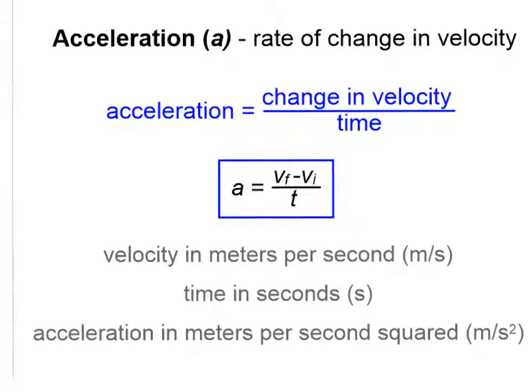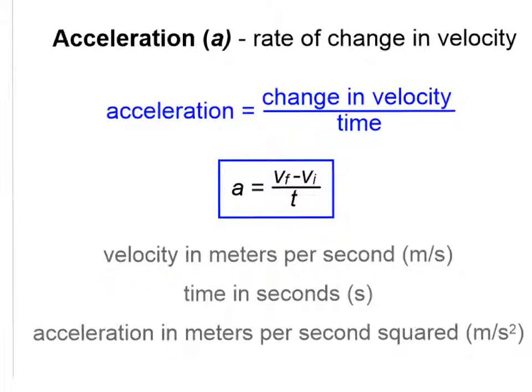So let's take a look at acceleration. Acceleration is the change in velocity divided by the change in time. It's the rate of change in velocity. Remember, velocity is directional, so it does matter what direction I'm going. Another way to write this: lowercase a for acceleration equals final velocity minus initial velocity, because it's a change in velocity, over the time it took to make that change.